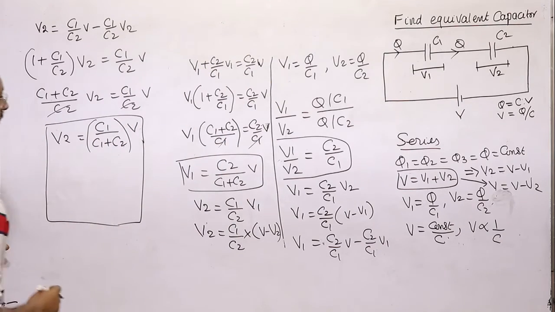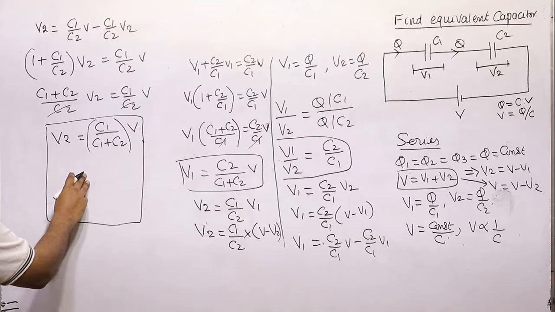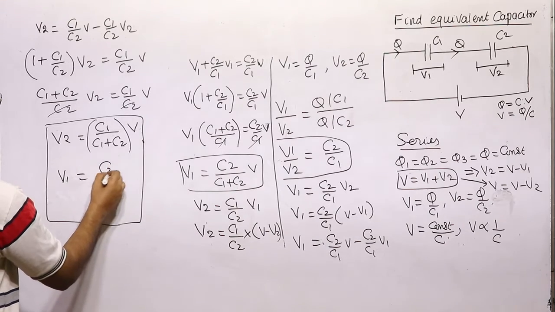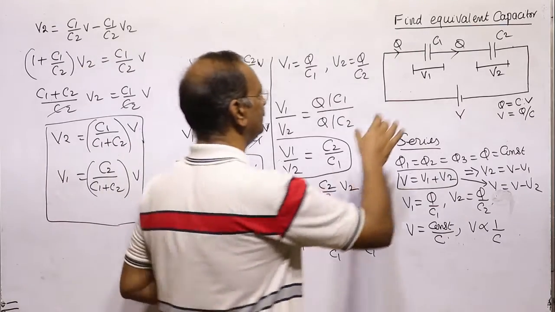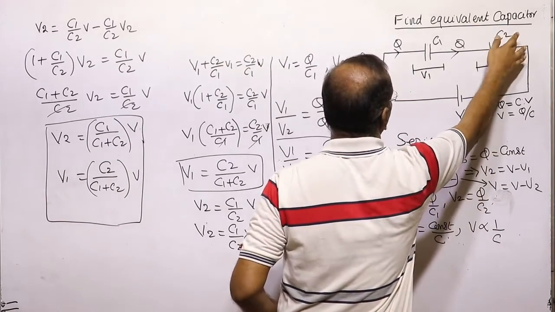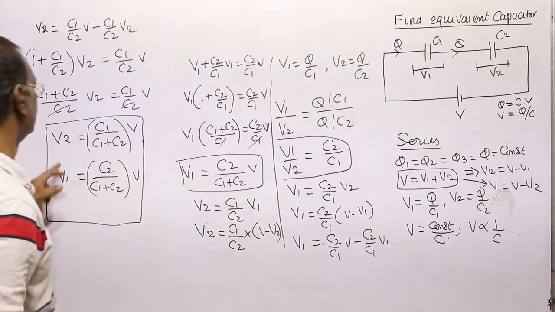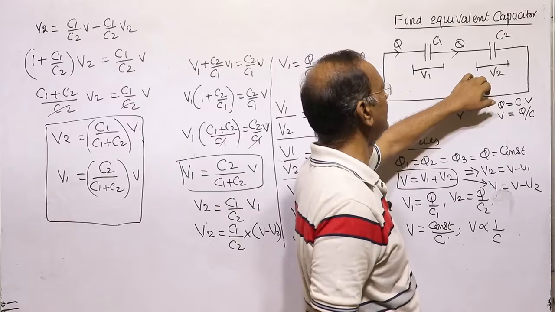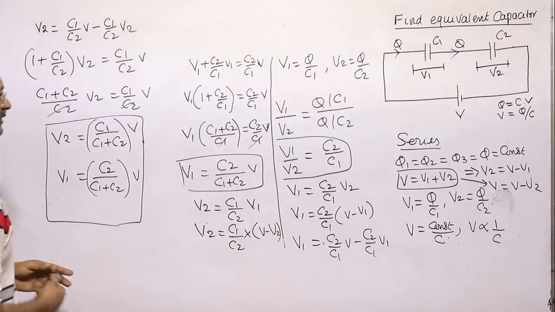So we can calculate V1 is equal to C2 by C1 plus C2 into V, and V2 is equal to C1 by C1 plus C2 into V. If you want to find V1, write C2 in the numerator, then in the denominator the addition of these two, multiplied by V. For V2, write C1, divided by the addition of these two, multiplied by the common voltage, that is the applied voltage.